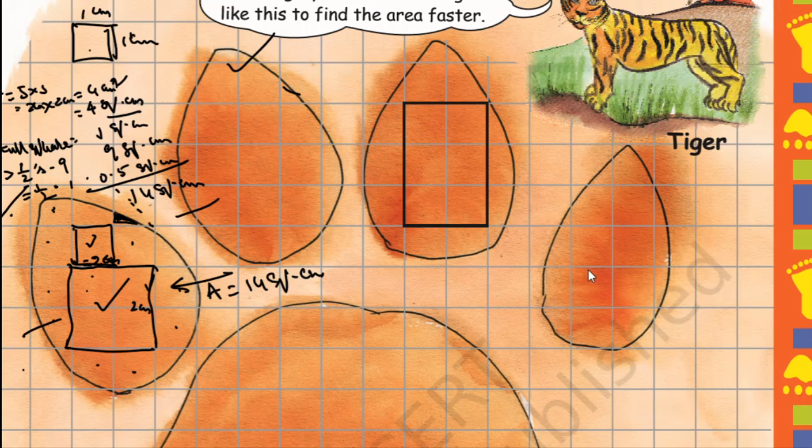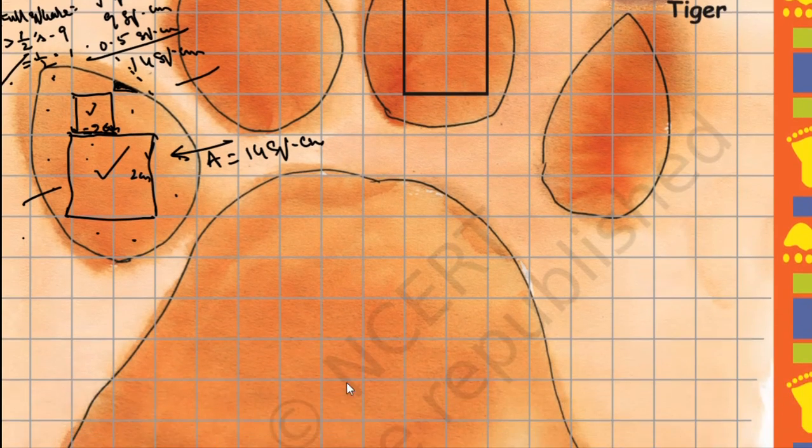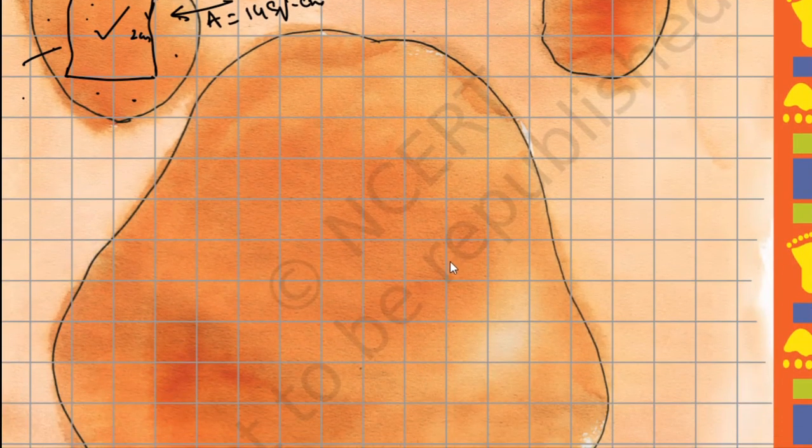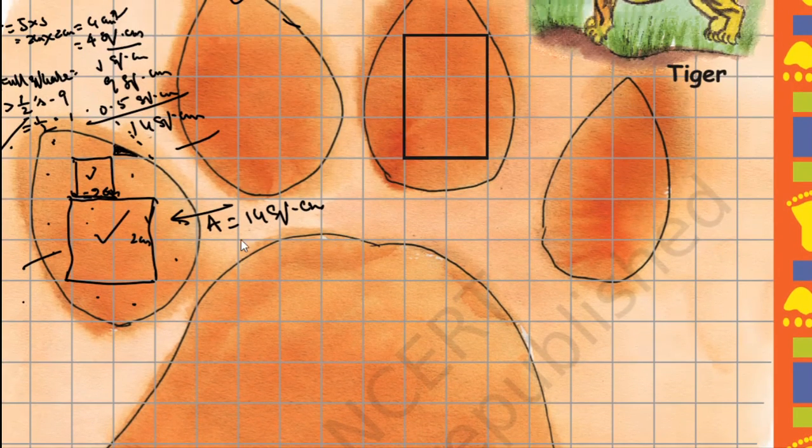And third one, fourth one. So finally this one. If you add all the total areas, therefore we can find the area of the footprint of the tiger. So did you understand? Okay, shall I write the first one here? Area of the first one is area.